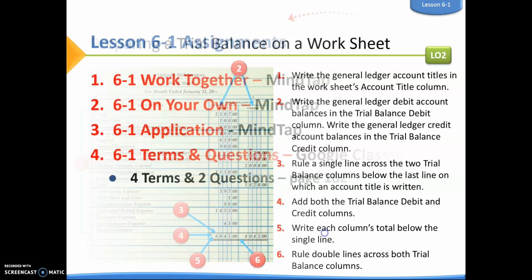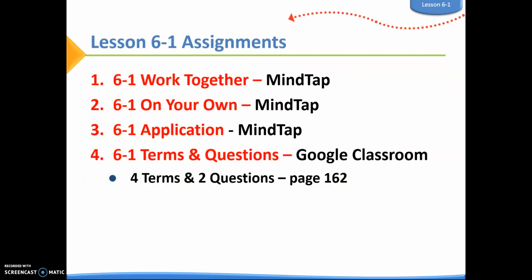Okay, and so that is all we're doing in this intro lesson in chapter 6. We're going to do a heading, and then we are going to do a trial balance and get our worksheet started. So we can head over to MindTap, and we're going to do our 6-1 work together.